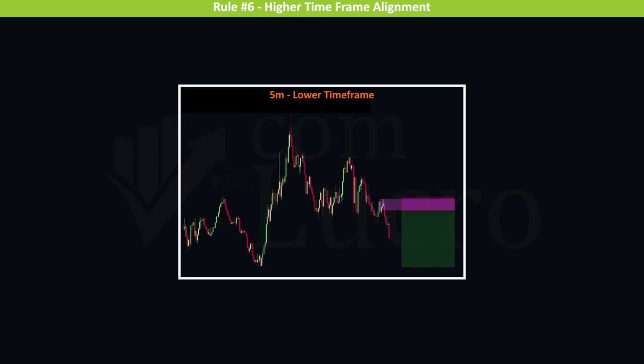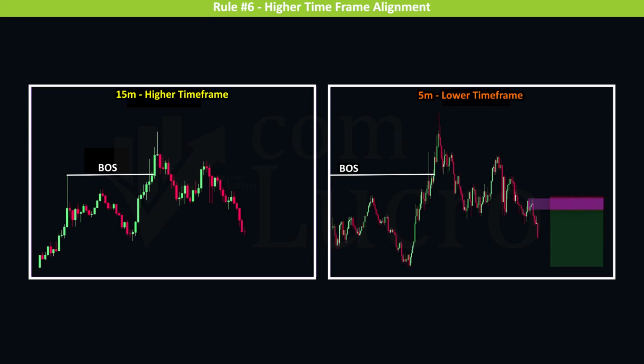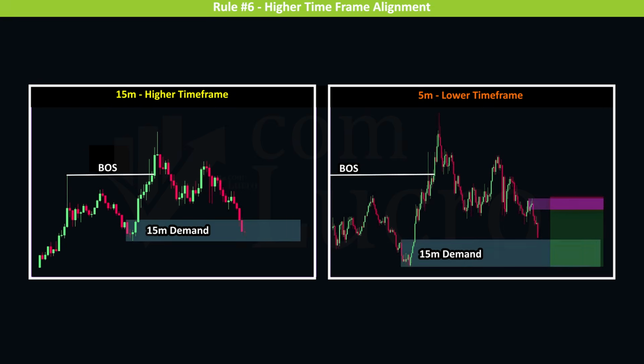Take a step back and zoom out to the M15 chart. You may notice that price has just tapped into a strong M15 demand zone that has not yet been broken. At that point, the structure on M5 can suddenly begin to flip bullish.